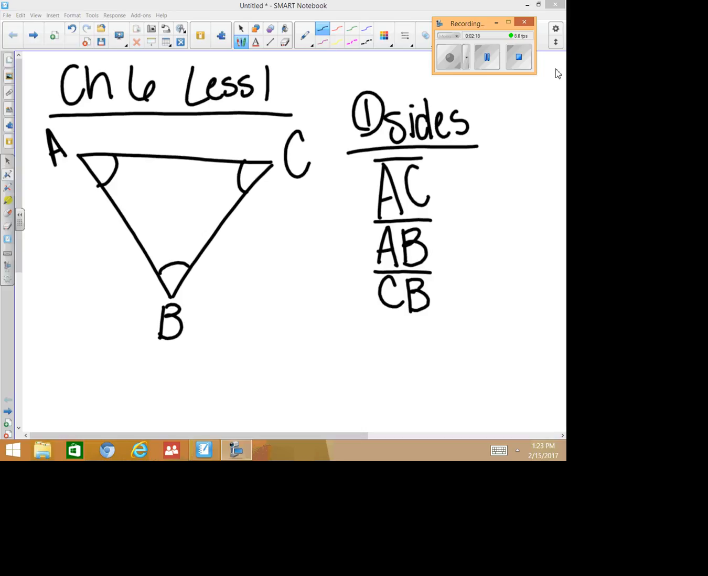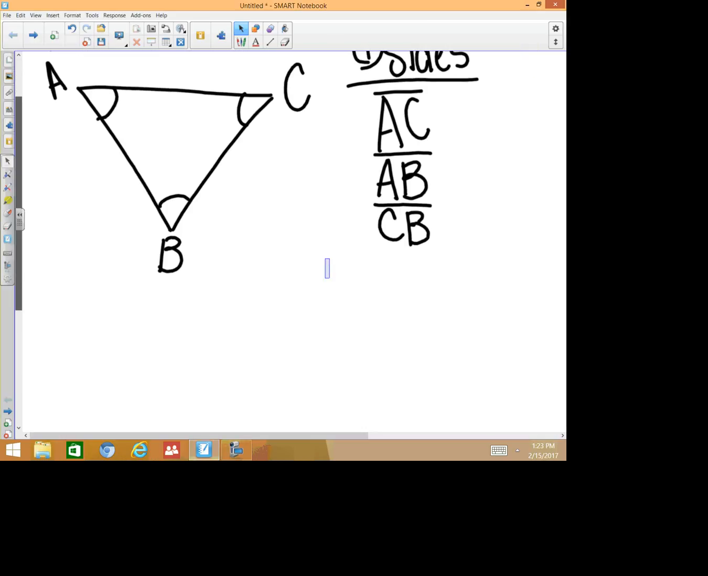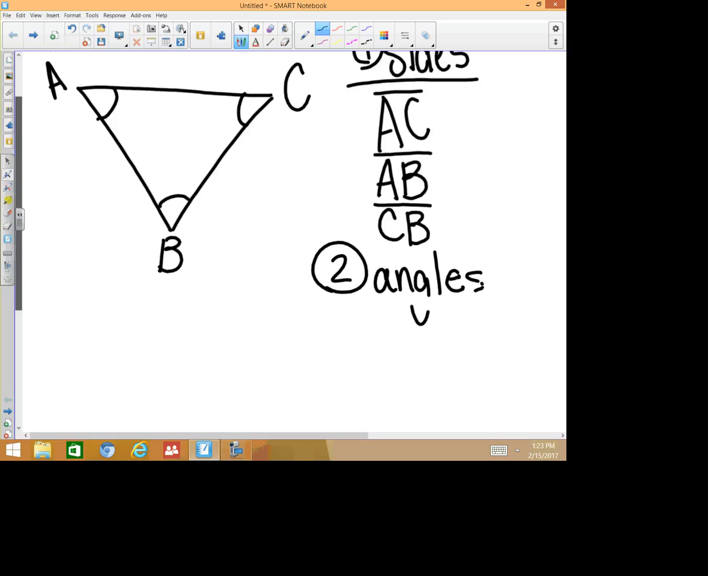I also have angles. And these are a little different. A-N-G. Angles is different than angel. Angles. Looks like that. Okay? We know we have 3 angles.